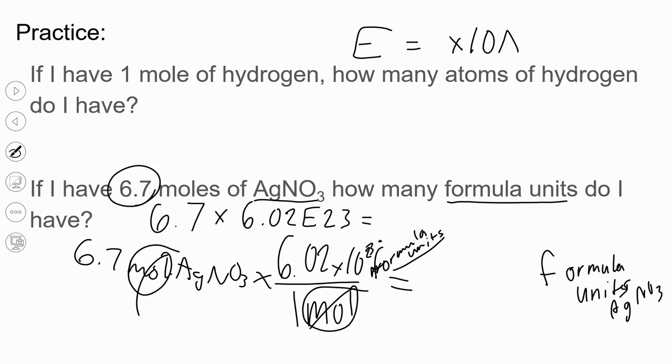If you're doing this, you have to watch out for sig figs. There's 2 sig figs here, so I need to end up with 2 sig figs. So I got 4.0 times 10 to the 24 formula units of silver nitrate. Questions on that? Yes, Eliza. So do we just use the sig figs from the given number? Yes. Remember, conversion factors don't count towards your sig figs. Okay. Other questions? Okay.